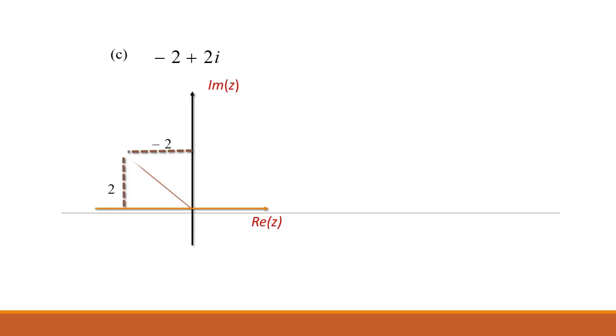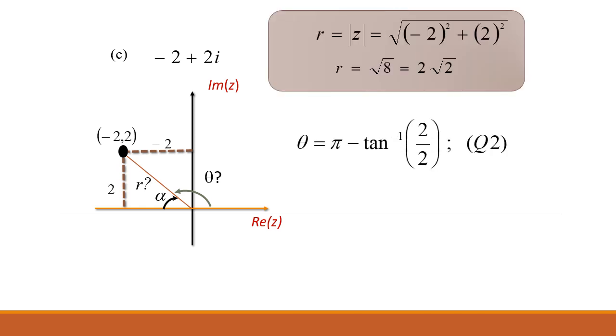Okay, for question C, I think you can try on your own to sketch the graph. It will be in the second quadrant. So what is our r, and what is our argument? For r, we directly apply the formula square root of a squared plus b squared. So we get square root of 8, which is square root of 4 multiplied with square root of 2. So we will get 2√2.